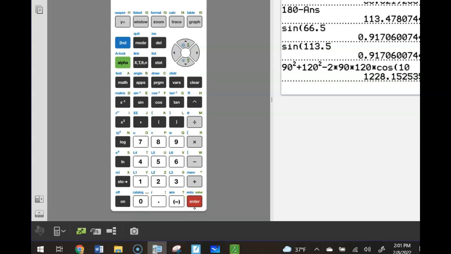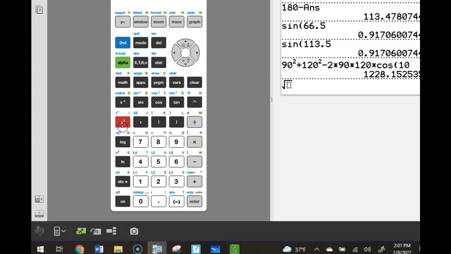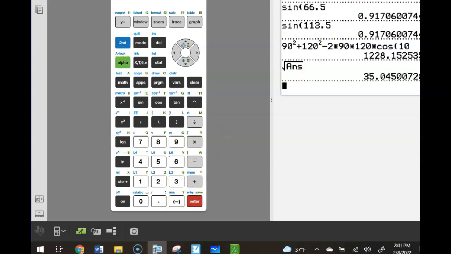Okay, did he have to run 1,228 feet to catch the pop fly? Or to get back to first base, I guess. No, that's x squared. Yeah, I need to square root. And I got 35 roughly.